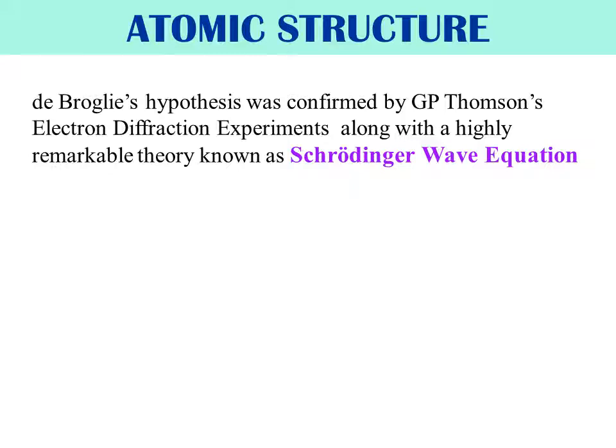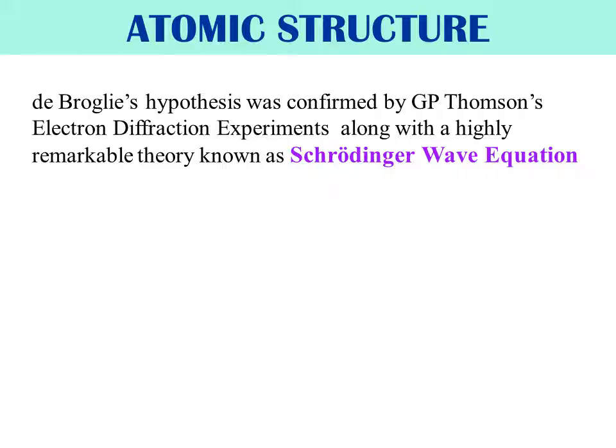Now, de Broglie's hypothesis was confirmed by G.P. Thomson's electron diffraction experiments and Schrodinger's equation. Now comes Schrodinger's wave equation. Schrodinger was basically an Austrian physicist, and in 1926 he proposed the wave equation. Because de Broglie had described the wave form of the particle, the wave equation was proposed by Schrodinger.